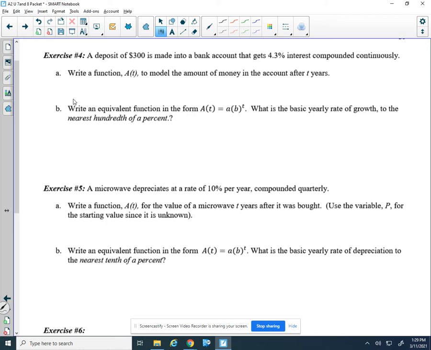A deposit of $300 is made into a bank account that gets 4.3% interest compounded continuously. So there are my words that signify, I forgot my A and T, and then I didn't leave myself enough room to write stuff. Then we're going to use PERT, right? P times e to the rt. So when I write this function, I have 300 times e. This is growing, so it's positive 0.043t.